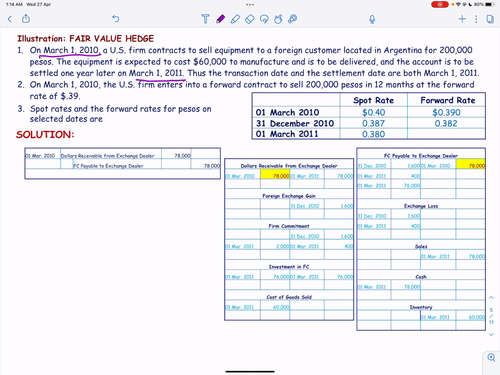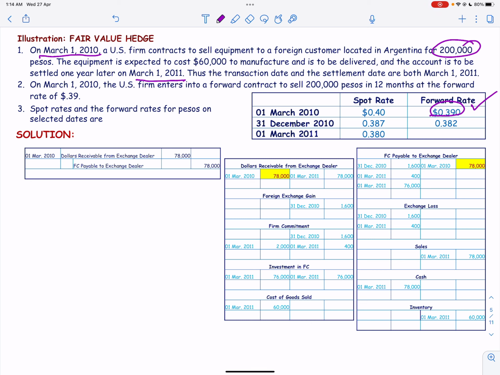This is a hedging for an unrecognized foreign currency commitment, and the firm will hedge against it. On March 1, 2010, the US firm enters into a forward contract to sell 200,000 pesos in 12 months at the forward rate of 0.39. So the US company wants to avoid unfavorable exchange rate risk on 1st March 2010. Therefore, they want to find someone who agrees to buy 200,000 pesos at the rate of 0.39. So the US firm will receive 200,000 times 0.39, that is 78,000.